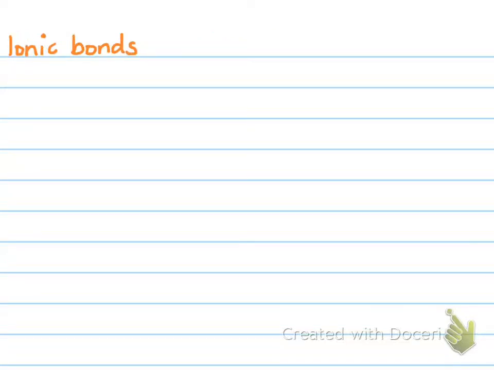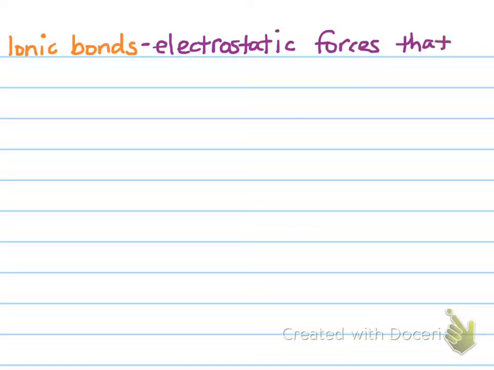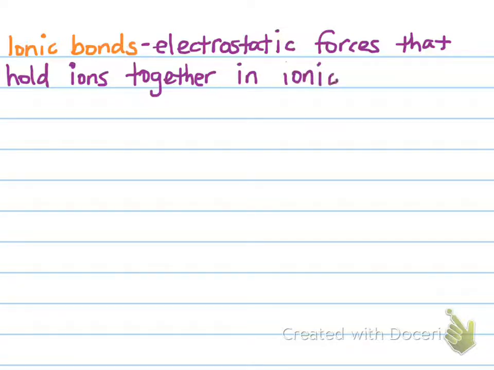So, what specifically is an ionic bond? Ionic bonds are defined as electrostatic forces that hold ions together in ionic compounds.